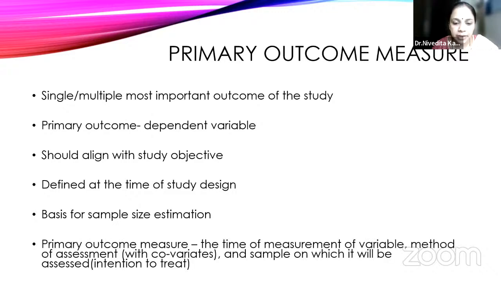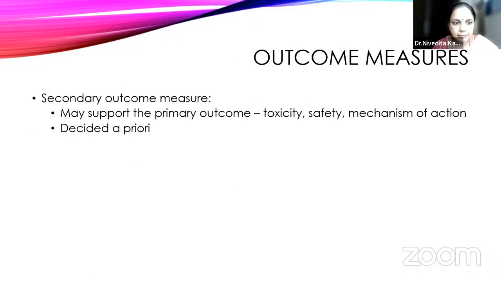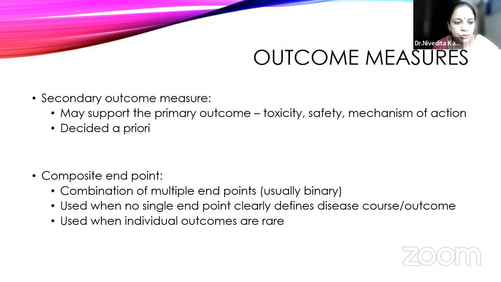Now, the primary outcome measure is not just the primary outcome variable, but also the time of measurement, the method of assessment, the covariates, and the sample. That is, are you going to take it on an intention to treat or a per protocol analysis? Secondary outcome measures are also important measures for the use of the drug in clinical practice. They may support the primary outcome. Like here, though it is the change in GFR and proteinuria, we would also like to look at the toxicity, the safety of the drug before we use it in clinical practice. So these are important secondary outcome measures. They also have to be decided a priori.